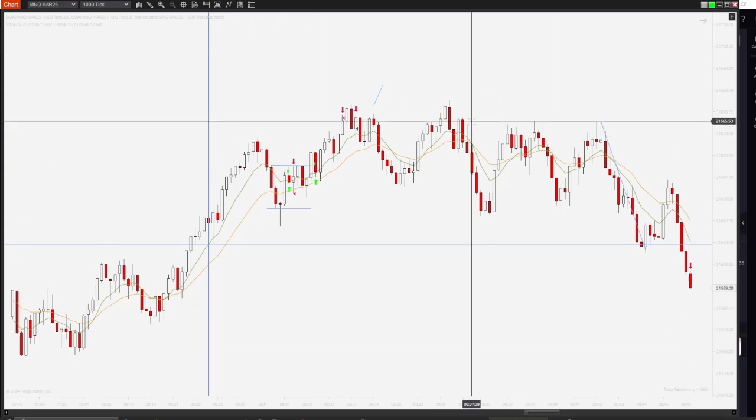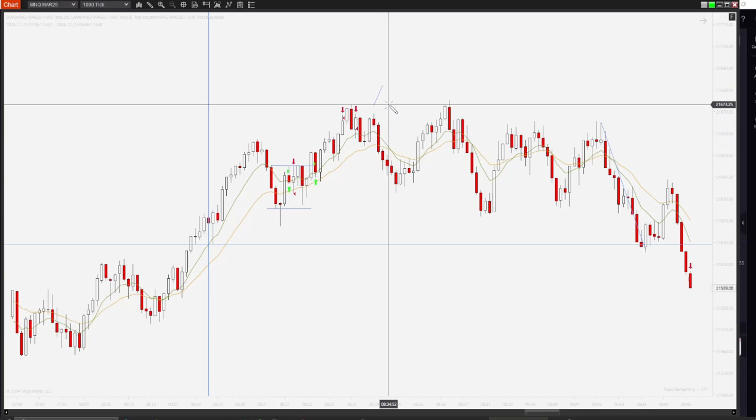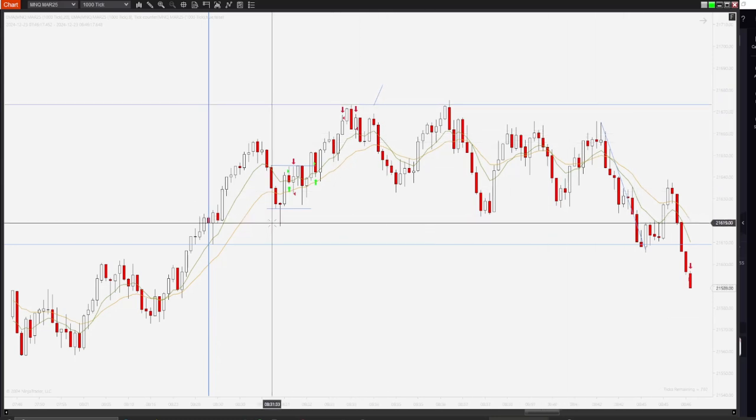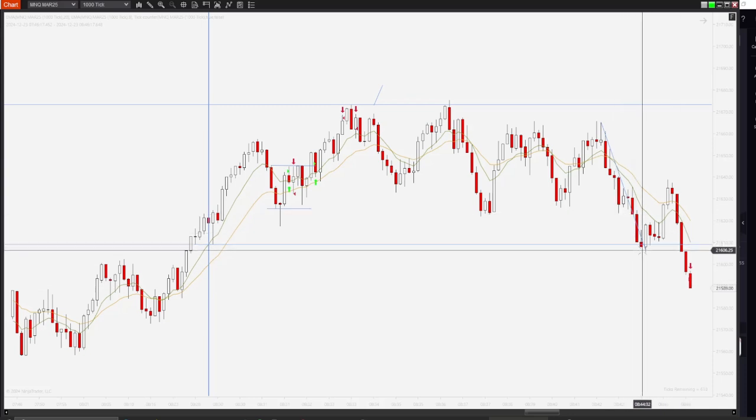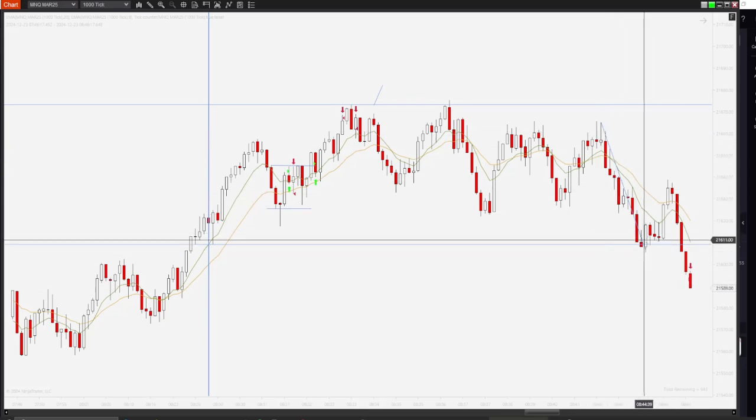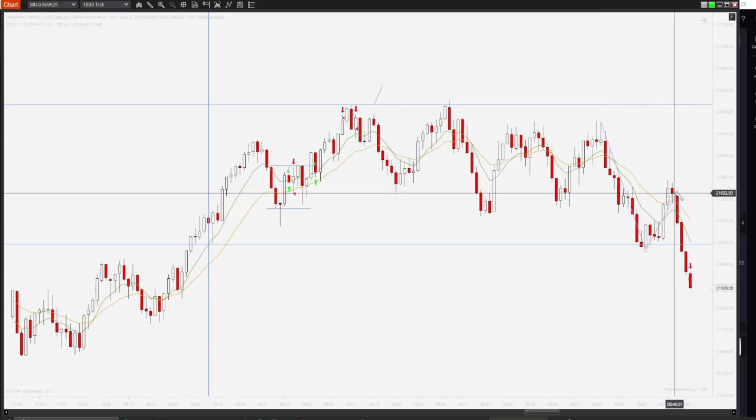So I'm not looking to trade inside of a range. This is very range bound price action. But as soon as it broke out below here, this is a test below and then a pullback. You can look at this as leg 1, pullback, and then leg 2.